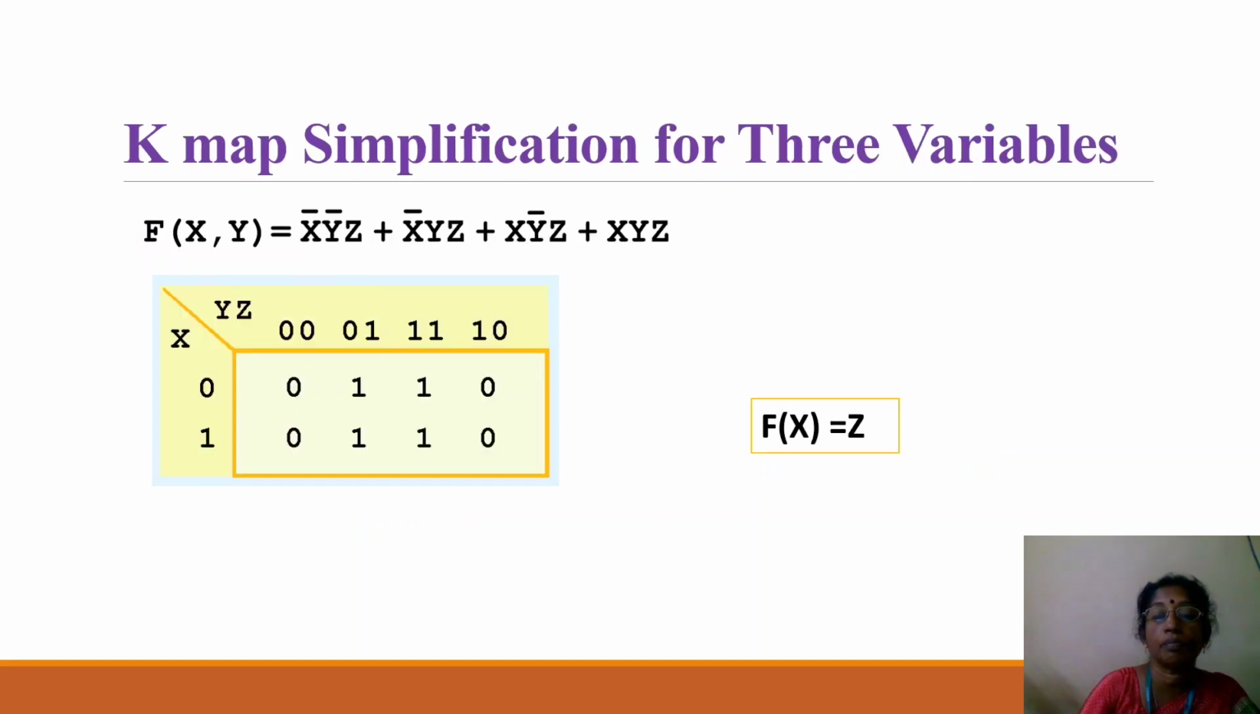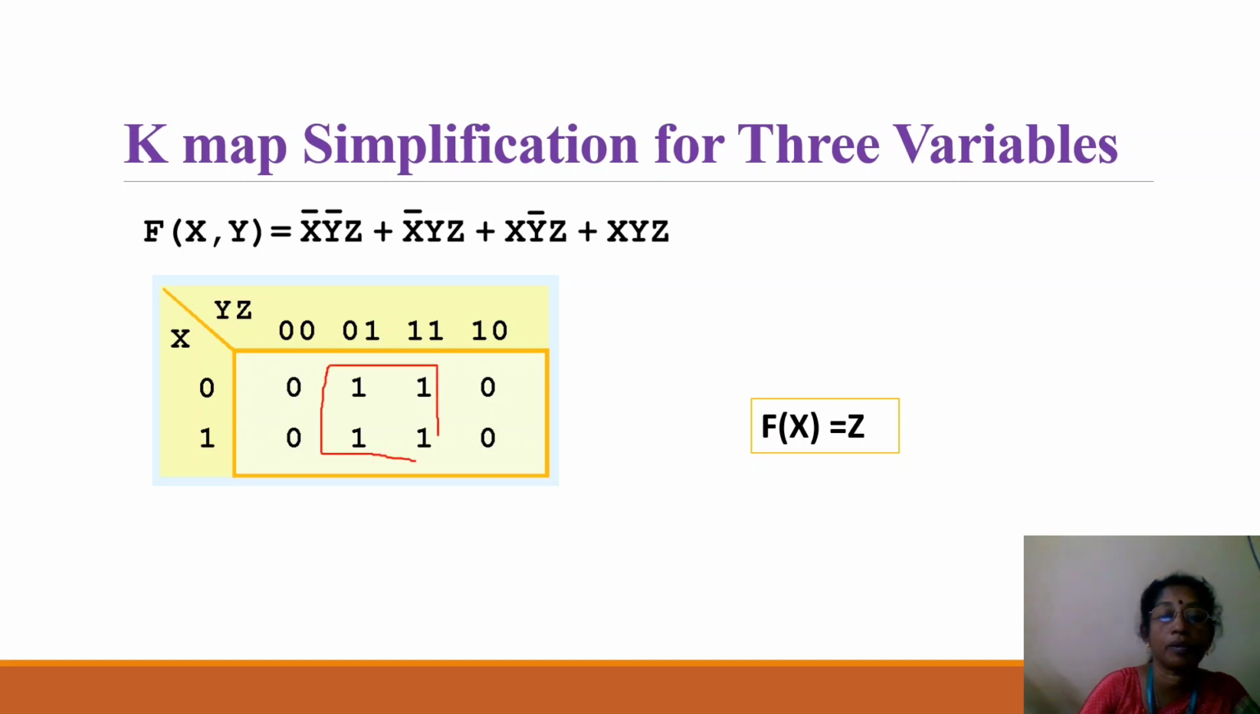Next, how to simplify the three variables. They have given the variables like this: x, y, z. For this, x bar y bar z is 1. It is x bar y z, so it is 1. This one is x y bar z, and this one is x y z. So only 4 ones are there.